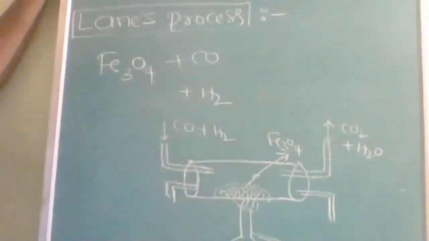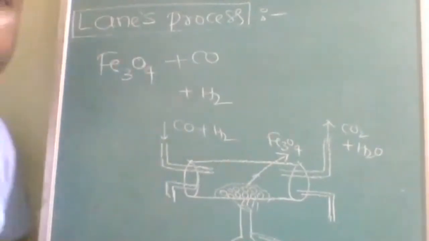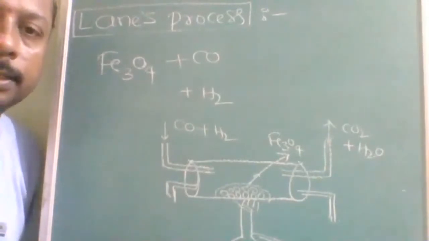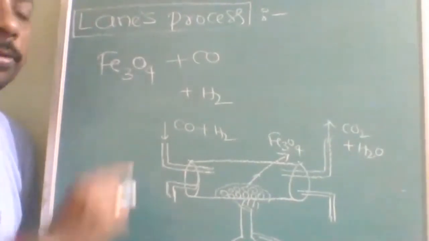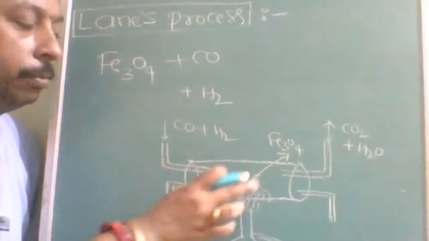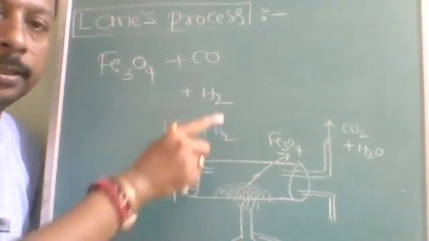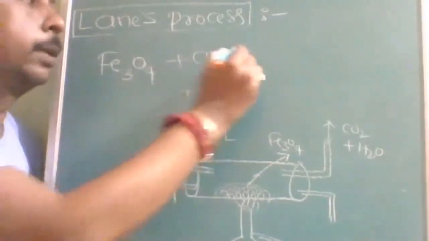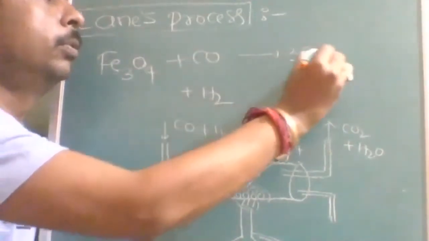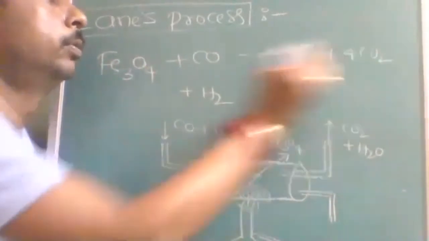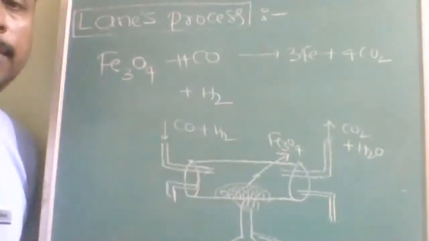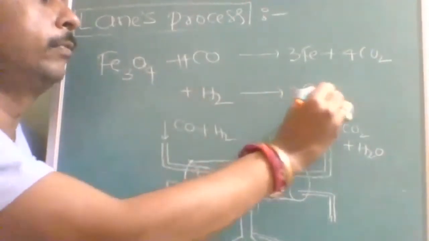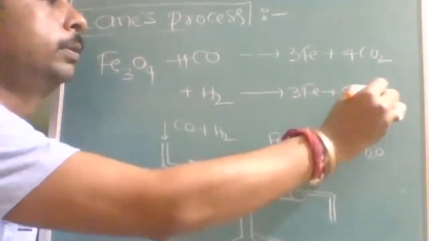This mixture, CO plus H2, is called water gas or syngas. Okay, so water gas or syngas is now passed. Once it is sent, it is a good reducing agent. Understood? So if carbon monoxide reacts, then also you will get 3 moles of Fe and 4 moles of CO2. Even hydrogen also reacts, same thing happens: 3 moles of Fe plus 4 moles of H2O.